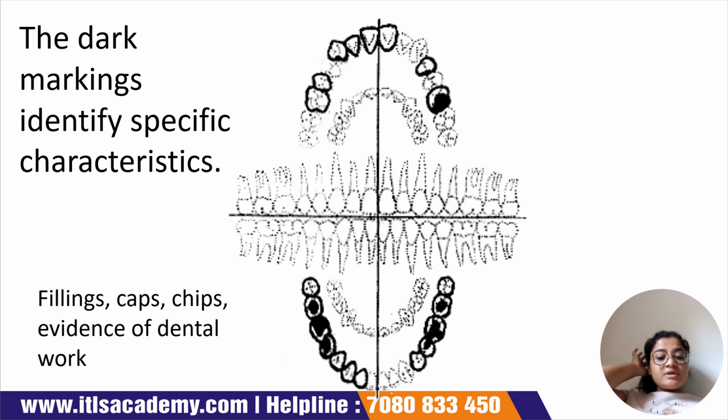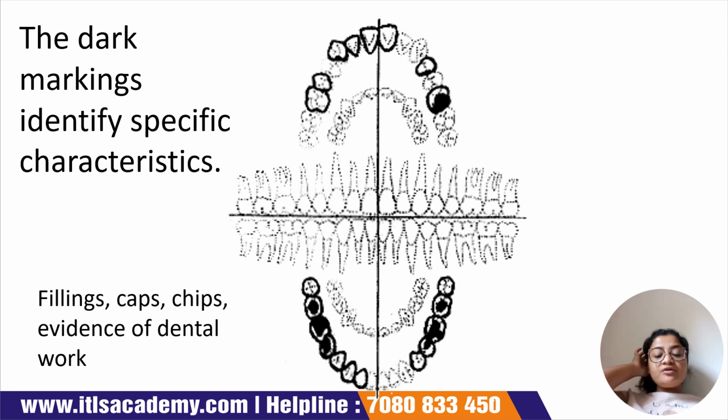Okay, now as you can see in this image, there are some dark markings, isn't it? Over here you can see, okay. And in this case also most of the teeth are marked by dark markings. So these dark markings basically identify specific characteristics. What kind of specific characteristics? Like fillings, caps, chips, evidence of dental work.